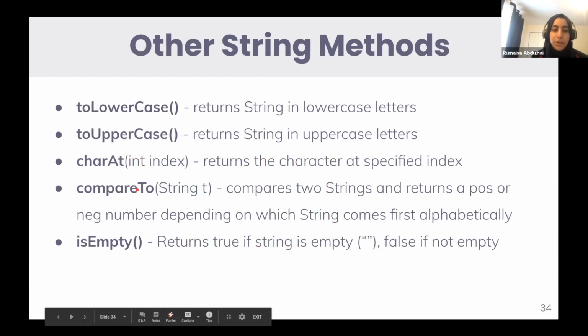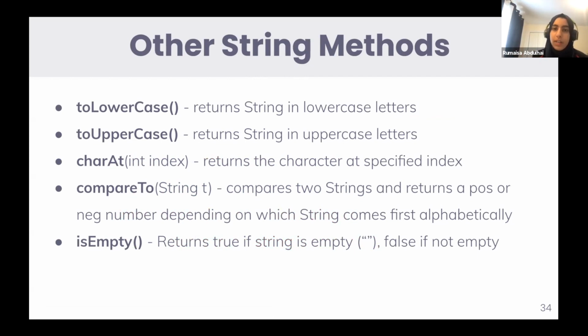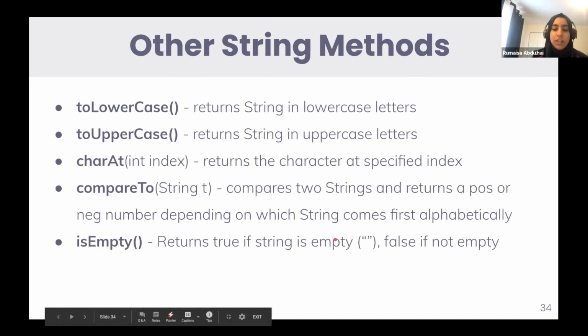These are some other string methods that are very useful. We won't go into examples, but if you want to look at examples later on, they're still in the slides. There are different methods like toLowerCase and toUpperCase. If you pass in a string, it will turn all the letters into lowercase, or all the letters into uppercase. charAt will return the character at the specific index. Then there is compareTo, and there's isEmpty, which checks if the string is empty. These are some other methods that you can look at later on, and they're very useful.